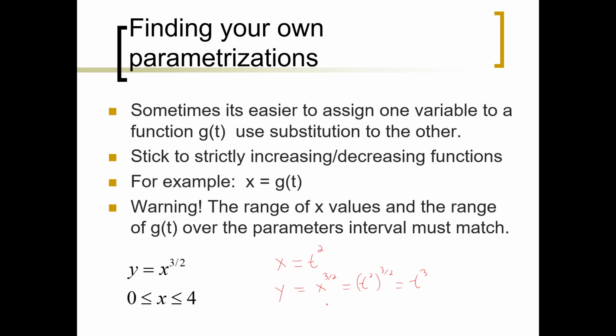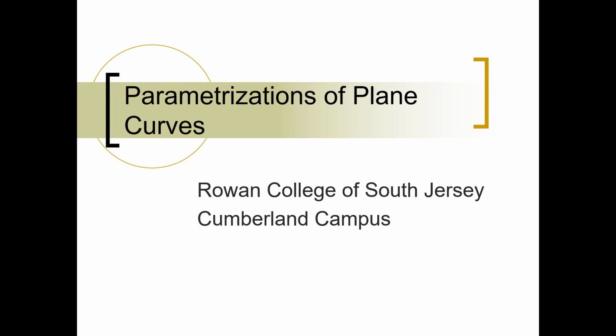But the interval, let's see, x has to go from 0 to 4. This is a strictly increasing function, so it must go from the lower value to the upper value. If x is going to be 0, then t must be 0. If x is going to be 4, then t must be 2. This set of parametric equations over this particular interval will then trace out the curve that we're interested in. And that gives you a very basic introduction to parametrizations of planar curves.